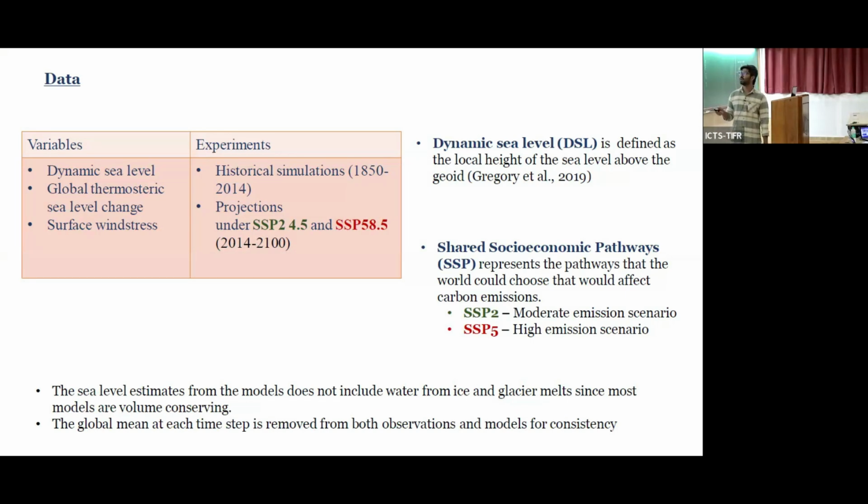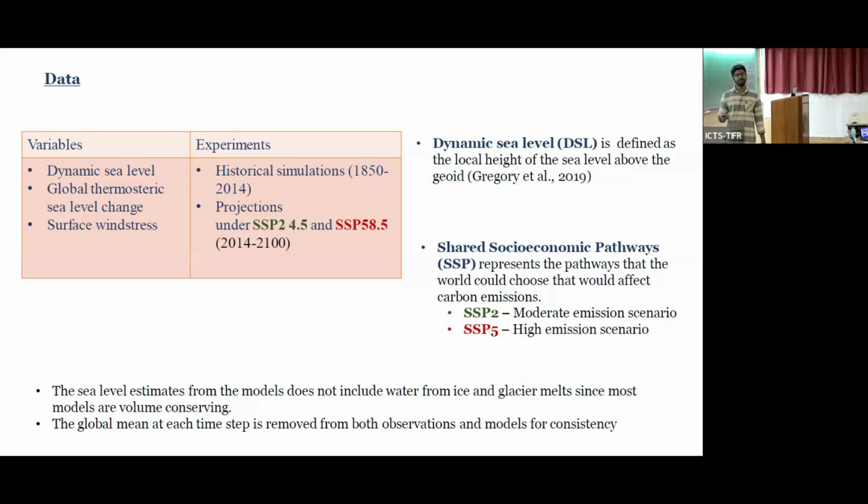Why we are using global thermospheric sea level changes, I have told you before, the global mean at each time step is considered 0 for the dynamic sea level. So basically, our models are volume conserving. So we cannot have an addition of water in each time step, but we have to account for the global mean change as well. So the models will compute the global thermospheric sea level change as a separate variable, and will add that to the dynamic sea level to get a better estimate of the sea level change.